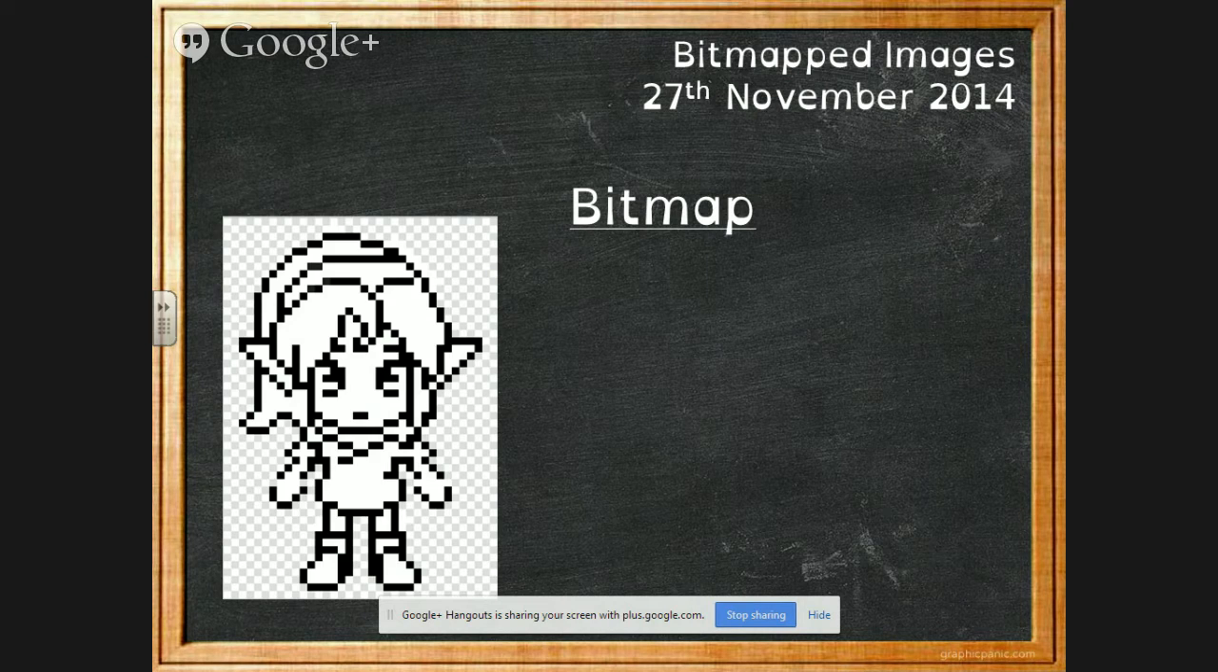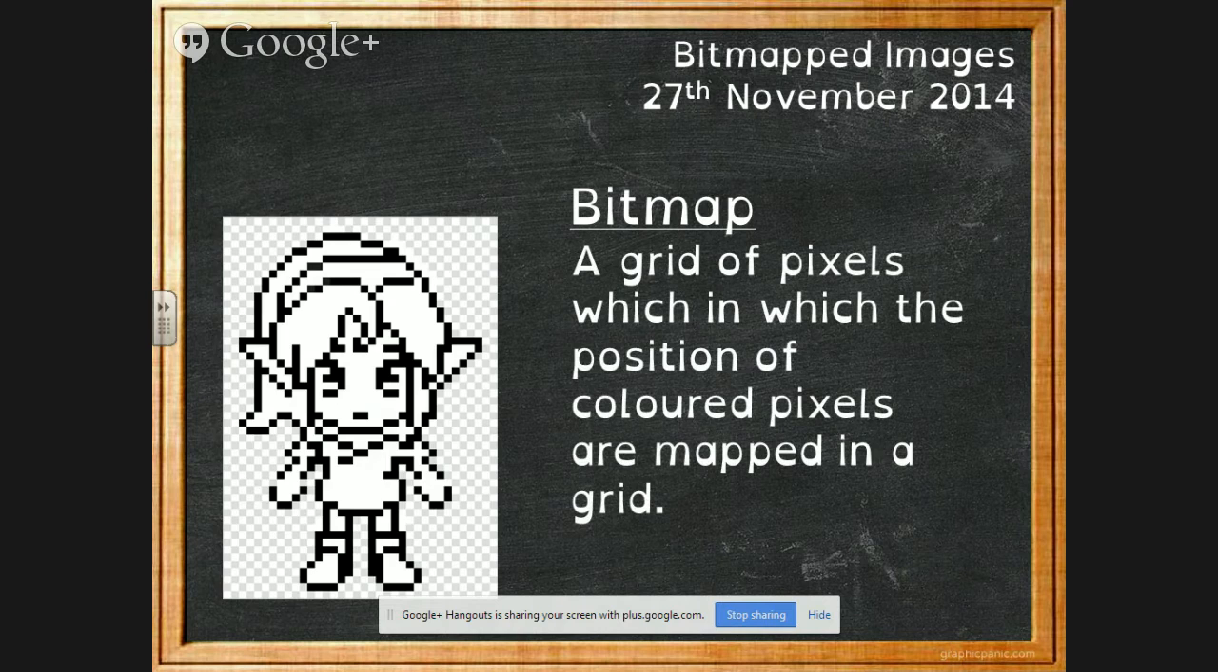And a bitmap uses bits, as in binary numbers, to map our image. So it maps where each of those colours are within a grid. It's called a bitmap because it uses the bits to actually map out where each of the colours are. So it is a grid of pixels. And I've put some appalling grammar in there. What I should have said is a grid of pixels in which the position of coloured pixels are mapped within the grid.